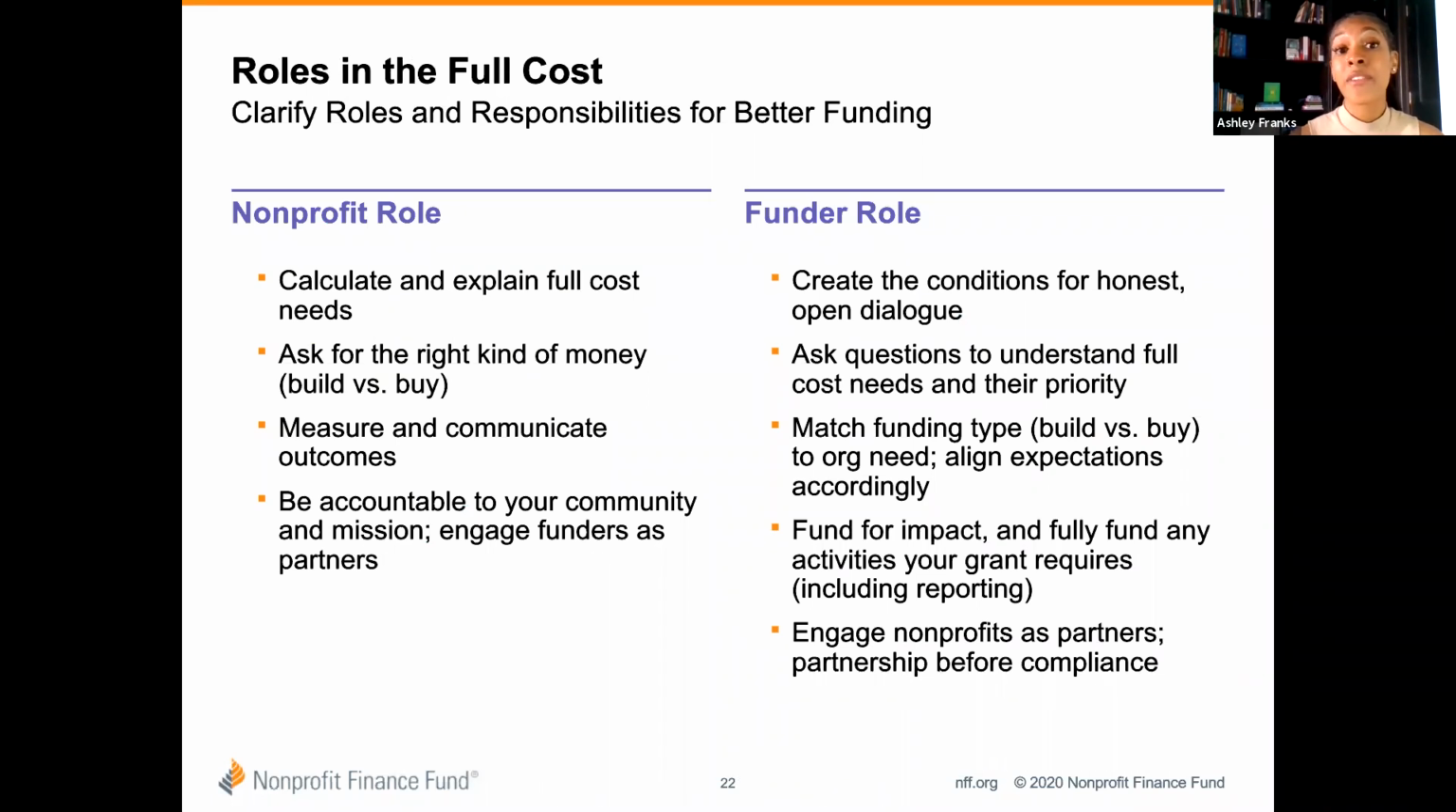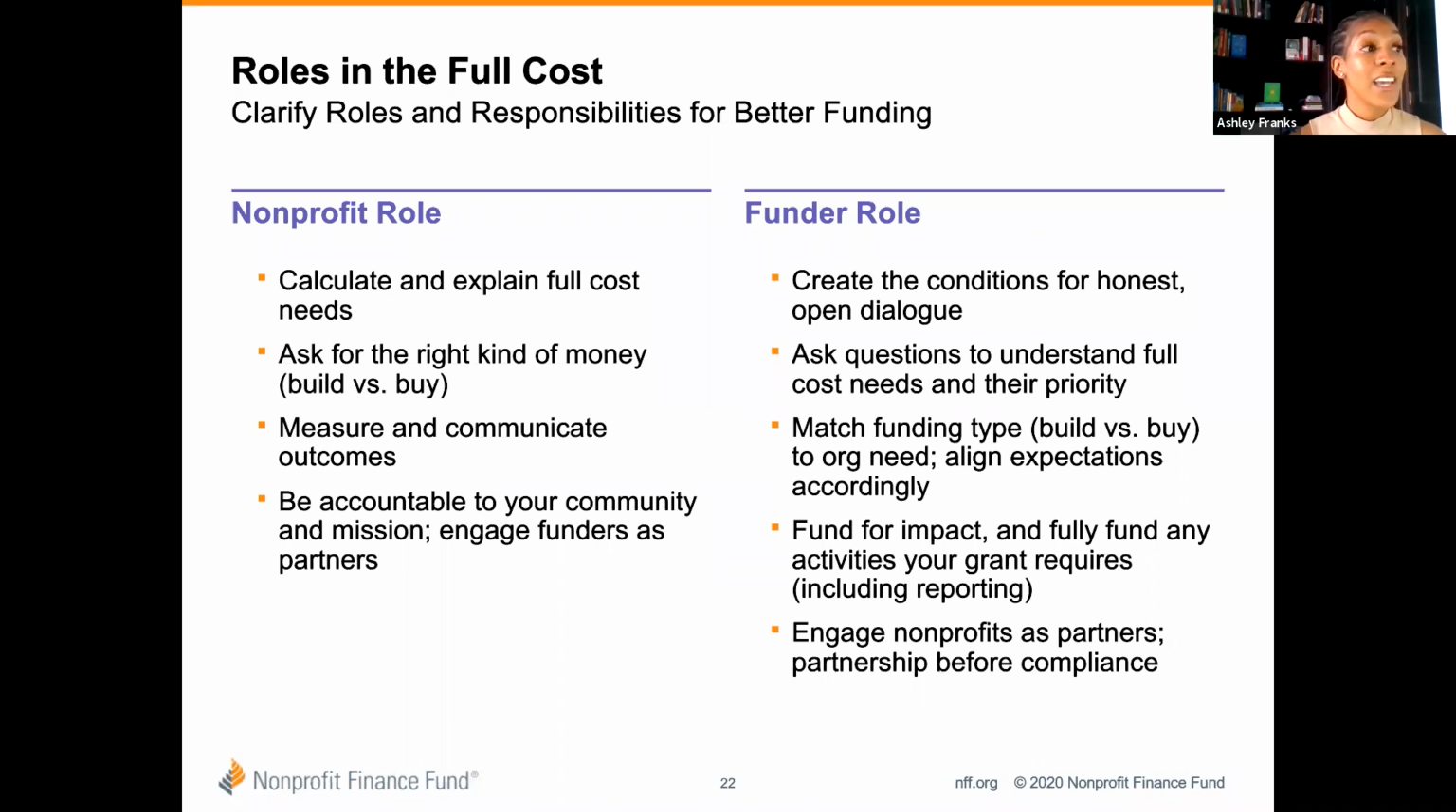Both nonprofits and funders have a role to play in advancing full cost thinking and funding. We know that the roles are not even by any means. I do not want to suggest that, but there are 2 players at the table, right? For the nonprofits, it's important to know your full costs. Funders cannot pay for costs that are not clear. You have to be able to communicate the full cost of your organization. And you have to be able to ask for the right money and know when you need it. And of course, you have to be able to be accountable to your community and your mission.